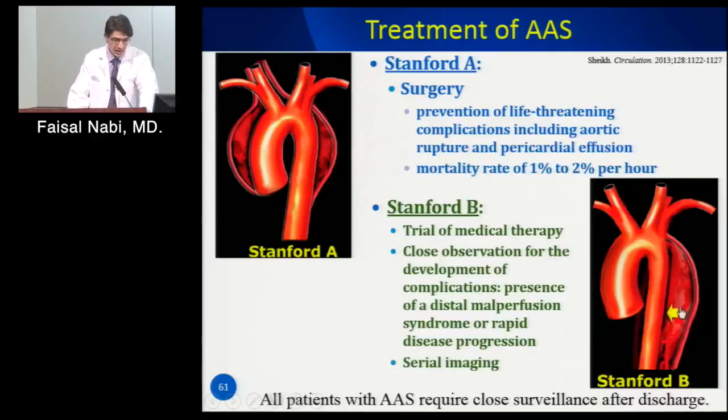And then just the treatment, Dr. Q hit on all of this. Stanfords are the easiest to remember. Stanford A: surgery. If it involves the ascending aorta, you have to prevent the risk of complications such as rupture and a very, very high risk of death, with a mortality of 1% to 2% per hour. Stanford B's are more forgiving, 10% at 30 days. Treatment is medical. That includes blood pressure control and close monitoring. Close monitoring means looking for complications. What are complications? Continued intractable pain, expansion of the aorta, and end organ malperfusion.